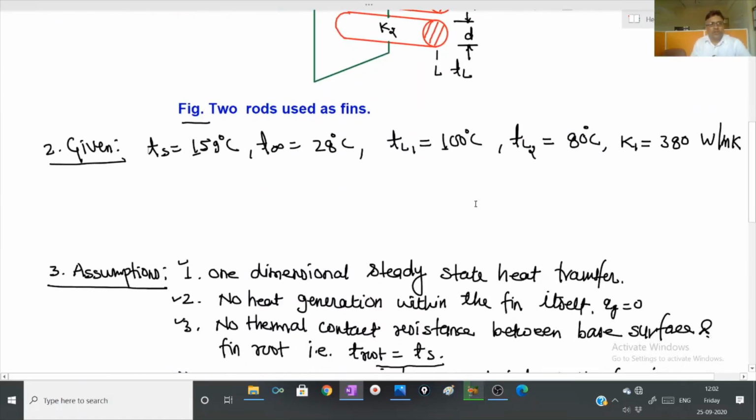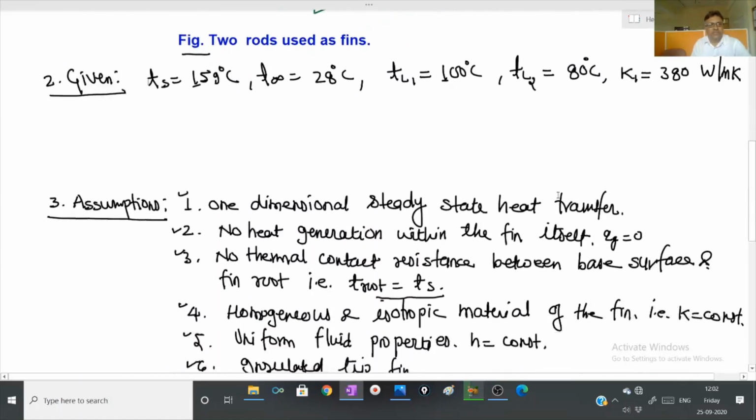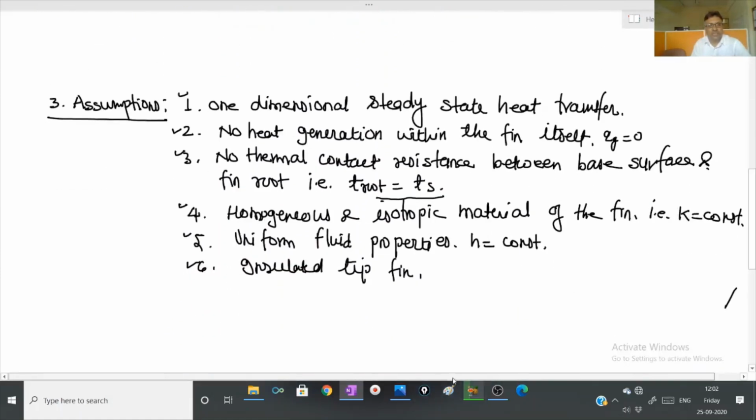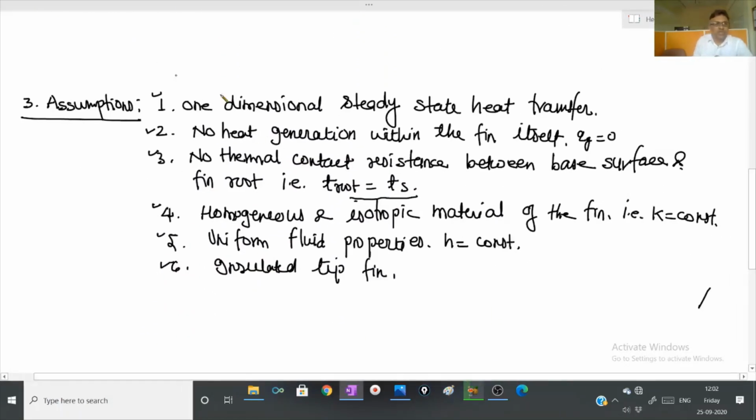Now, in order to solve this problem, let us make assumptions. Assumption number one: one dimensional steady state heat transfer. Assumption number two: no heat generation within the fin itself, that is Qg is equal to 0. Assumption number three: no thermal contact resistance between base surface and fin root surface for both the fins. That is why their root temperatures will be at 159 degrees Celsius.